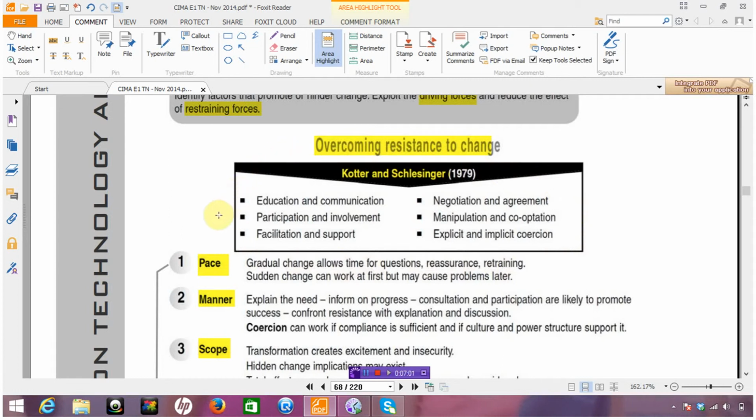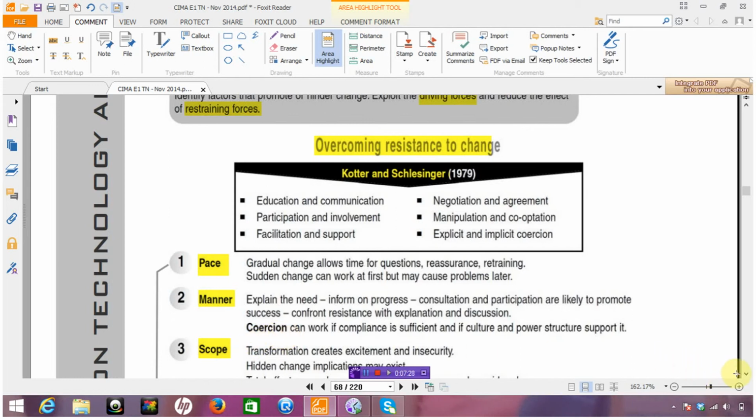Okay, final point here, just a couple of points in relation to the type of change that's taking place, or perhaps the characteristics of change. Pace, speed, obviously perhaps the slower the better for some people, and certainly manner, we referred to that above. In other words, the way in which the change is introduced. They touch on coercion here as being a possibility, and we've touched on that in relation to Cotter and Schlesinger.